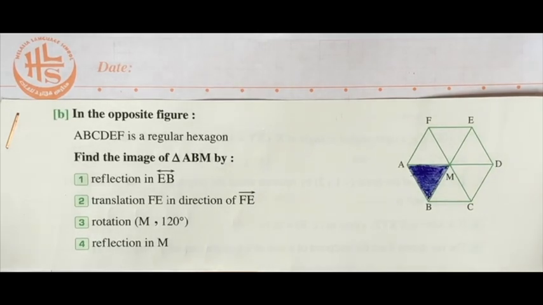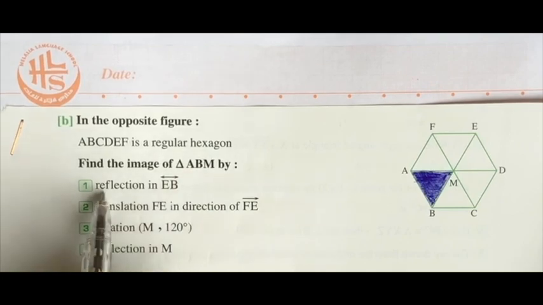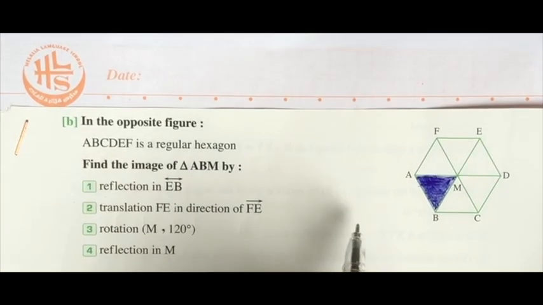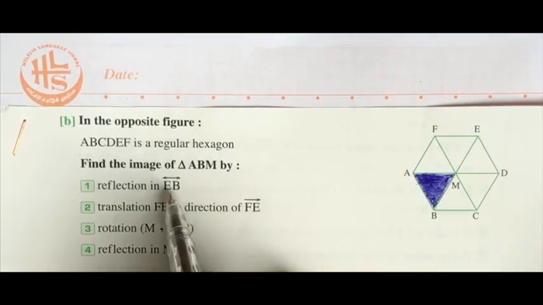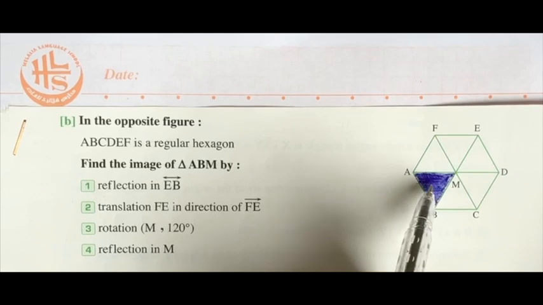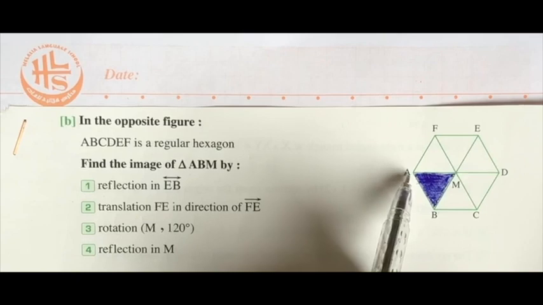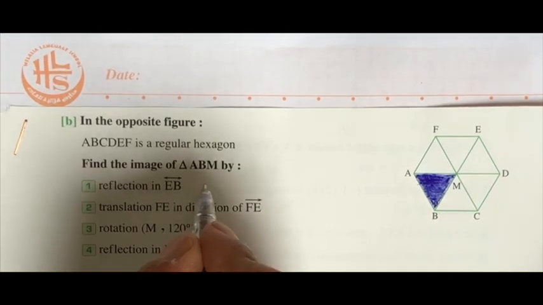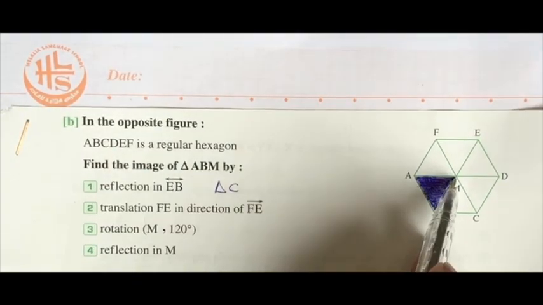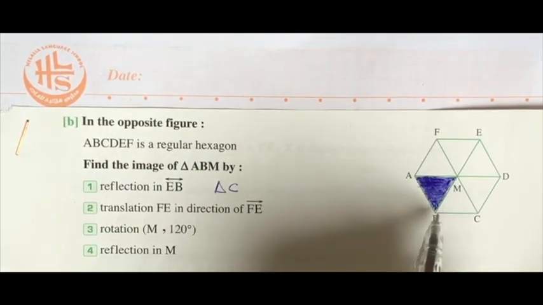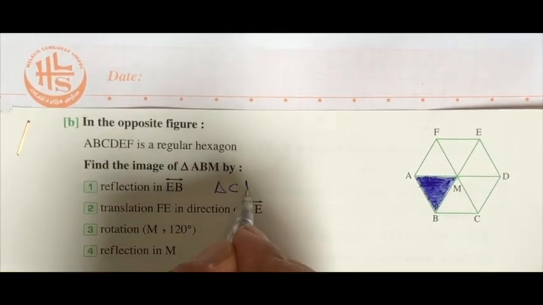So first one, to find the image of triangle ABM by reflection in EB. So the triangle ABM, we want to find its image by reflection in EB. So the triangle is going to be reflected on EB. So its image is going to be, A is going to be C, M and B are on the line of reflection, so it's going to be the same points B, M.